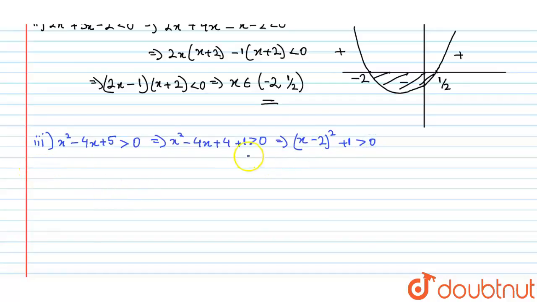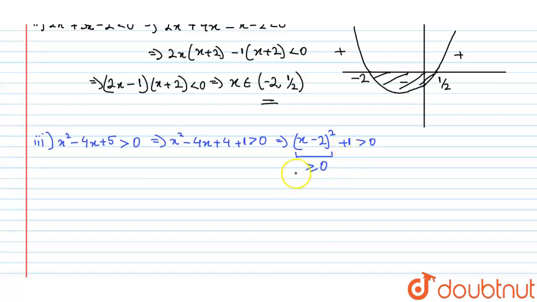We know that a whole square term is always greater than or equal to 0, right? So if we add plus 1 to it, that means this expression finally has to be greater than 0 for all values of x, right?